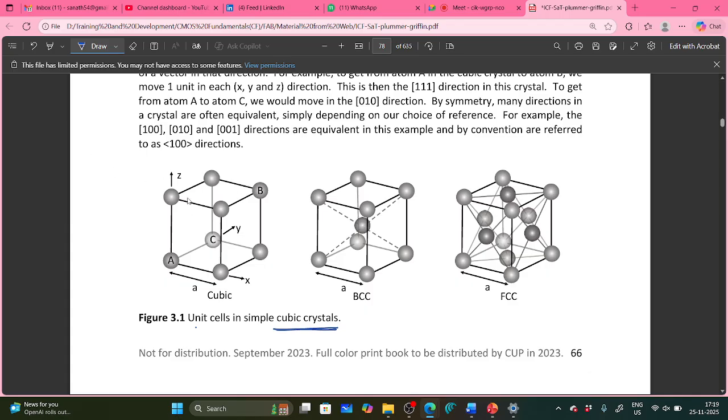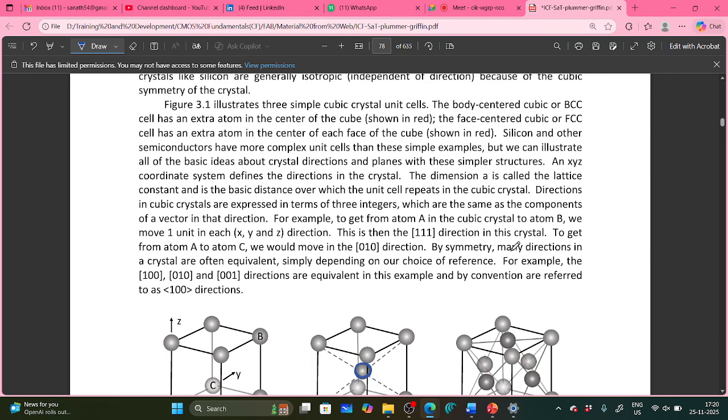A cube means how many sites are there? Atoms are available at 8 sites, 4 sites on top and 4 on the bottom. This is nothing but the simple cubic structure. BCC is the body centered cubic structure. Here 4 atoms at the corners of each face, and at the center one more atom is there. This is nothing but BCC, the body centered cubic structure.